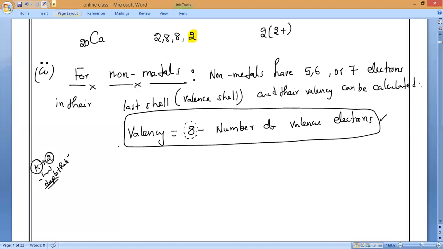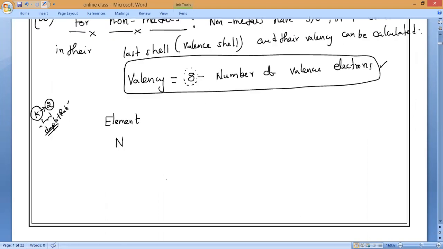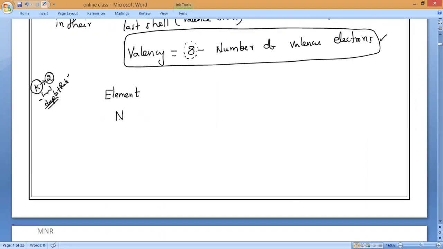Now, let us write non-metal elements. Let me take the most popular elements for us. Nitrogen. Can you tell me what is the atomic number of nitrogen? 7. Atomic number of nitrogen is 7. You all should know at least the first 20. Again, what is the electronic configuration of nitrogen?